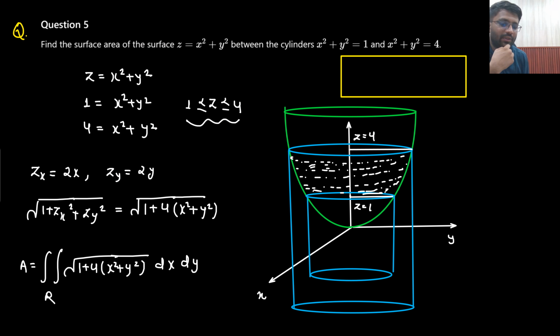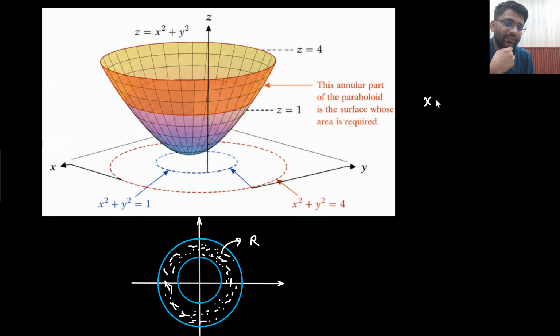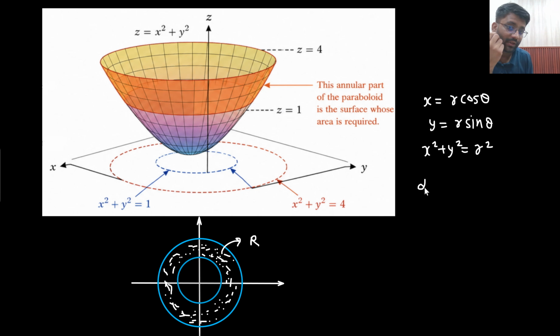Now what would I do? I would replace dx dy. I would replace x with r cos theta and y with r sin theta. So x square plus y square will become r square, right? And dx dy will become r dr d theta, because in the direction of theta we work r d theta, and in the direction of r we work dr. So it will become r dr d theta.